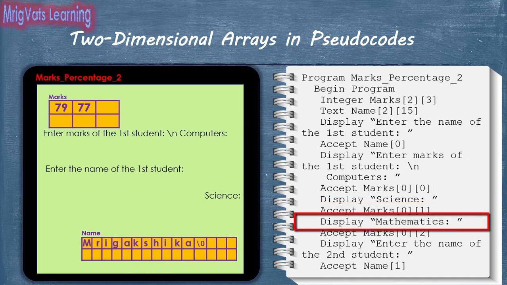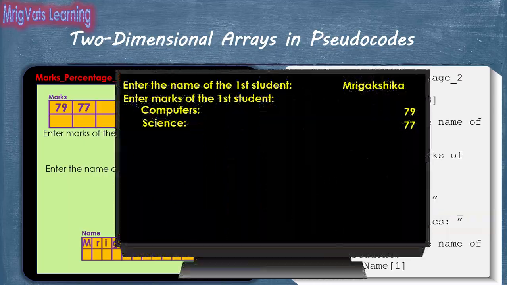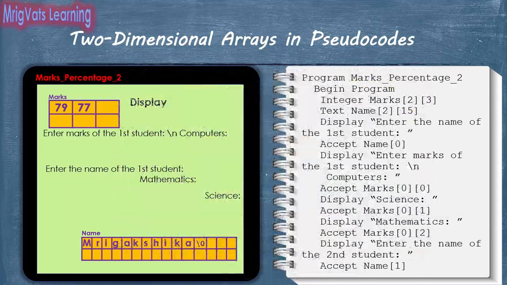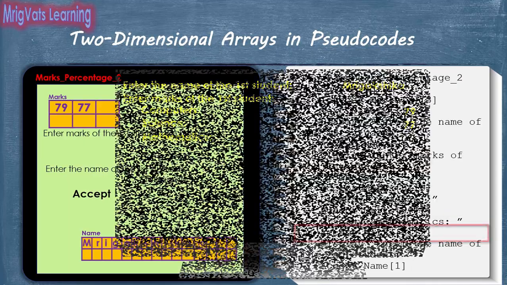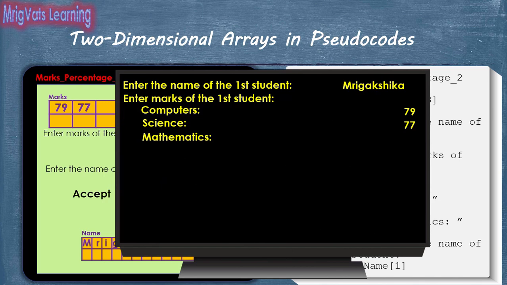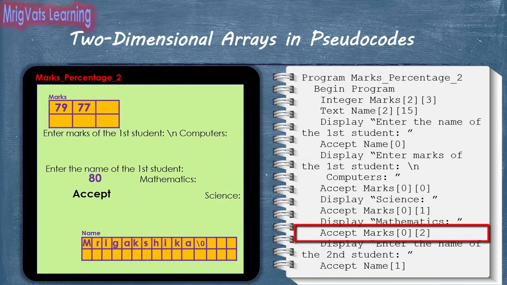When the display statement is run, the program writes the mathematics text in the memory allocated for the program. The display statement takes the text as an input and displays it on the virtual display board. When the accept statement is run, the program again waits for the user to enter a value. As soon as the user enters a value such as 80, the accept statement takes it as an input and stores the value in the third element of the first row of the marks array.